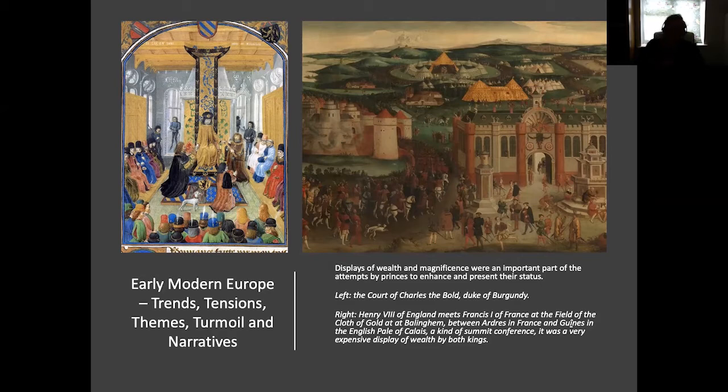And this is an illuminated manuscript. He created his own ducal library and was very fond of books. But again, these illustrations indicate an attempt to make himself more than just a duke, if you like.